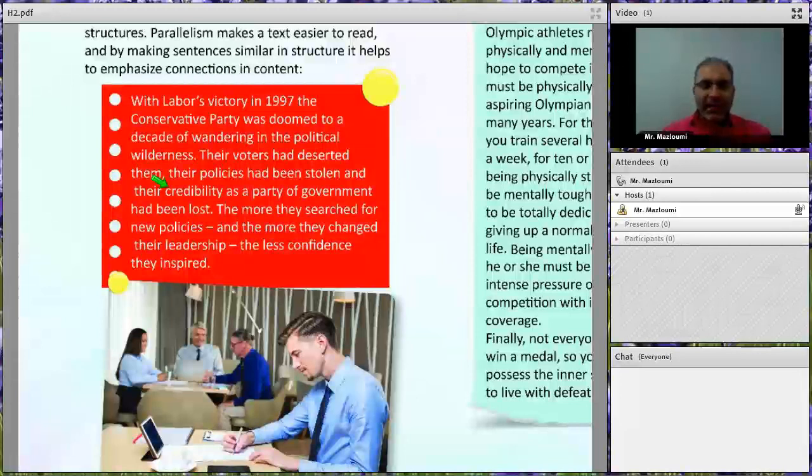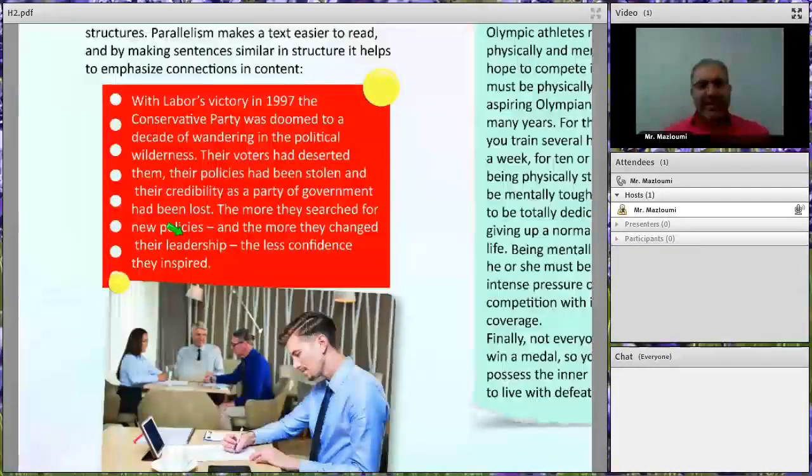People didn't believe them. The more they searched for new policies, for new plans, and the more they changed their leadership, remember lead, leader, leadership, this is the noun form, the less confidence they inspired. Well, everyone, inspire confidence means make people trust and believe in you. So the less confidence they inspired means they couldn't convince people, they couldn't inspire people, believe in them.